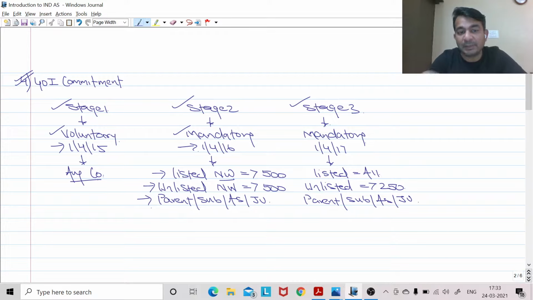So guys, for example, the listed company has a subsidiary. So guys, if the parent company is following IND AS, the subsidiary will also have to follow IND AS, even if they don't cross the net worth of equal to or more than 500 crores.